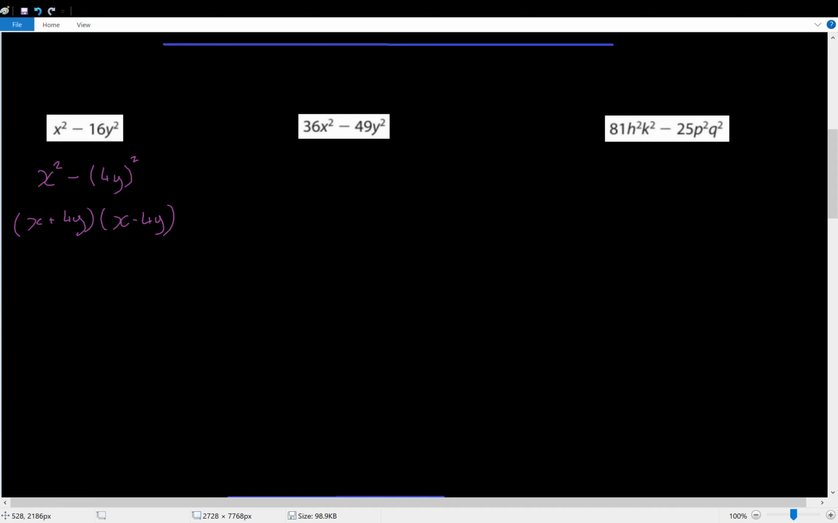But that's when we have a number attached to one of them. Let's just see what happens when we have a number attached to both. So it's a bit more complicated again. This time we have 36x squared minus 49y squared. Well, 36x squared is 6x all squared. And 49y squared is 7y all squared. So our factorization for this is going to be 6x plus 7y times 6x minus 7y.